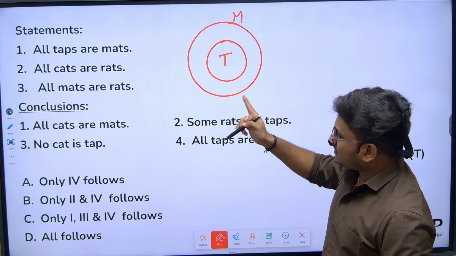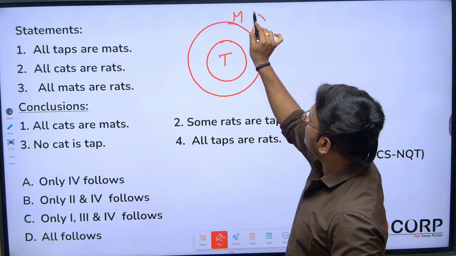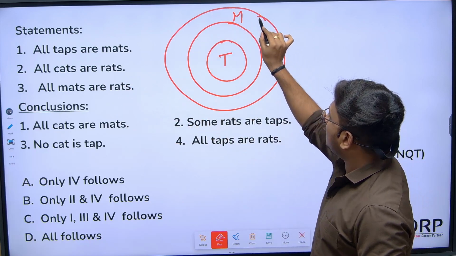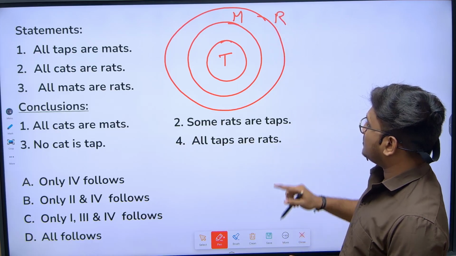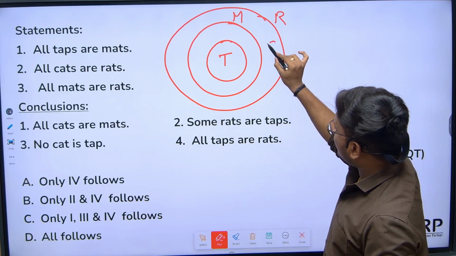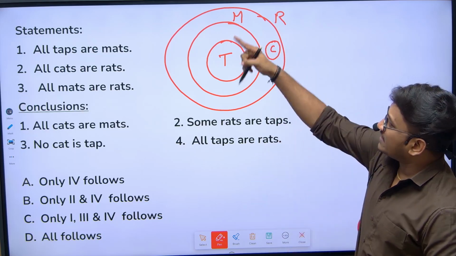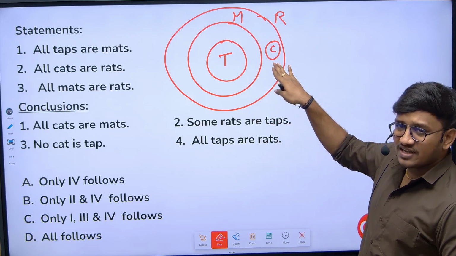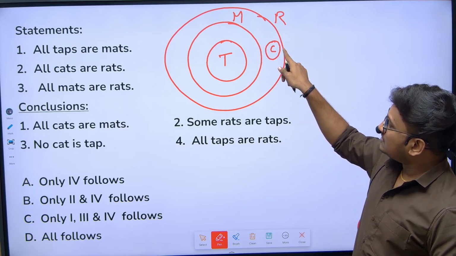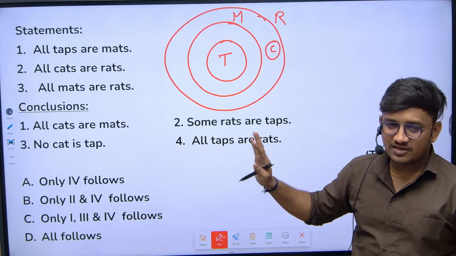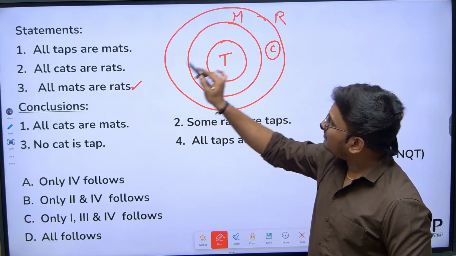All cats are rats. They're talking about two different new words. Let's consider this. All mats are rats. Next, all cats are rats. If you observe, all cats are rats means I can draw like this: all cats will be inside the rat circle. This cat circle, if I want, I can draw touching mats, and touching tabs as well. Here all tabs are mats. Last one, all mats are cats.